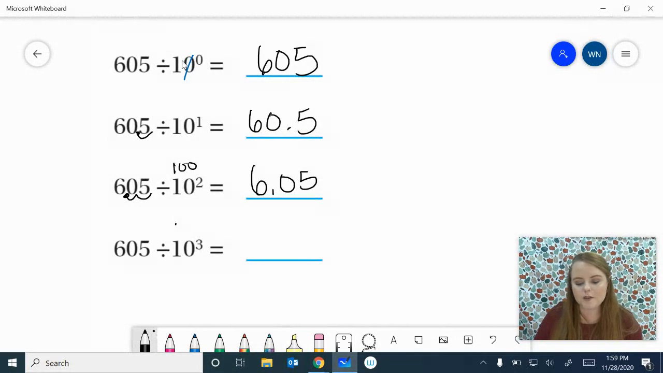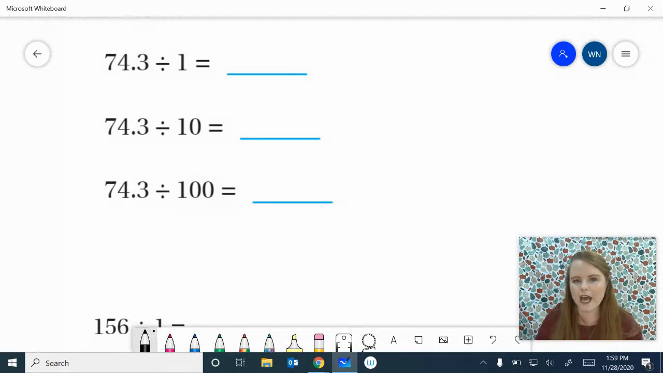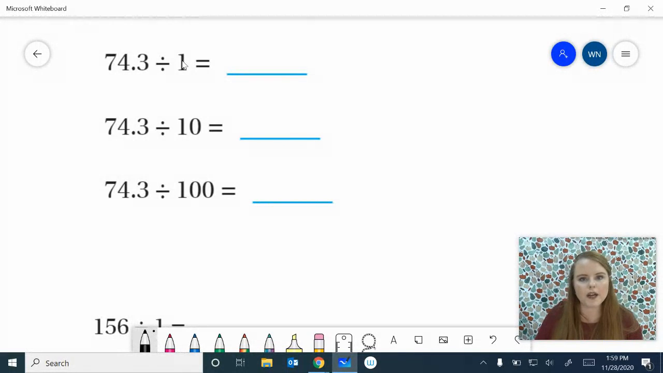Now 605 divided by 10 to the third, we want to get 1,000 times smaller. So with that decimal point, we're going to go 1, 2, 3 swoops in. That's going to get me 605 thousandths. Again, you can see how that decimal point is moving. Let's do another one. Here we already have a decimal point in it, so let's see how that will affect our work. 74 and 3/10 divided by 1.